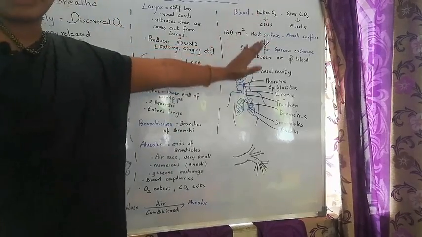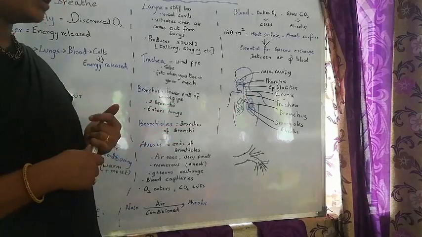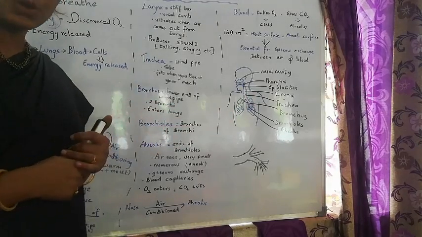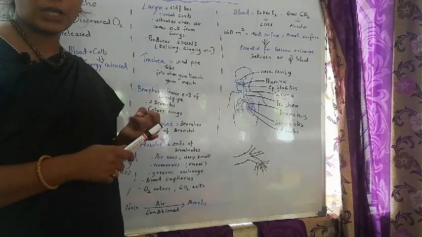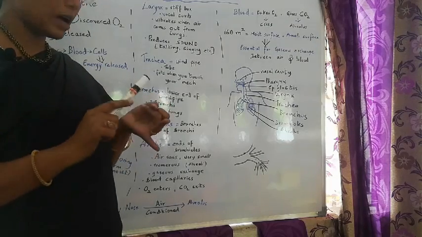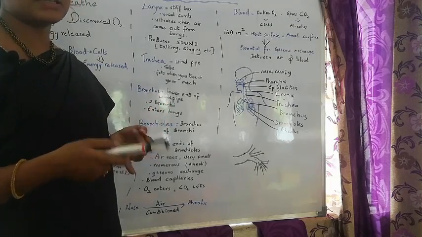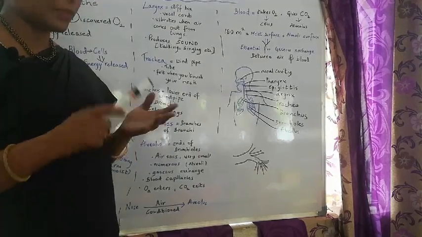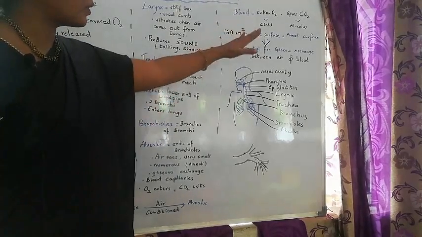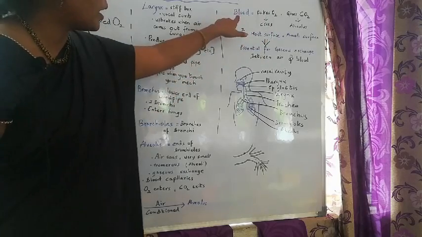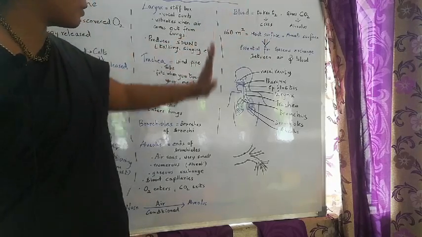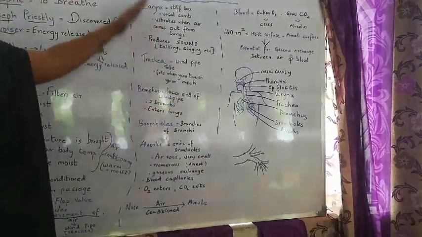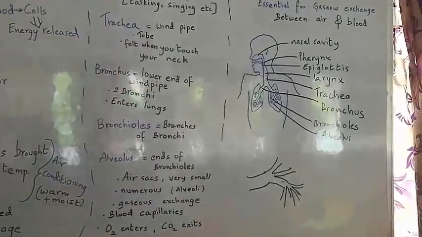Inside our cells, this oxygen is used to produce energy. In that process, carbon dioxide is released. It is unwanted air which we send out. So that released carbon dioxide again enters blood, then from blood it enters the alveolus, and the same process repeats, in a reverse direction.